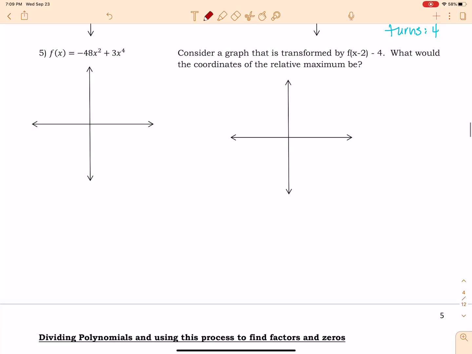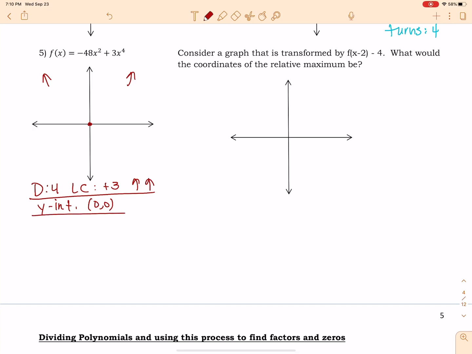So our degree is 4. Our leading coefficient is +3. So we've got even degree, positive leading coefficient. We got up, up here. So I know no matter what else this does, it's got up, up end behavior. Okay, the y-intercept is at (0, 0) because we don't have a constant.